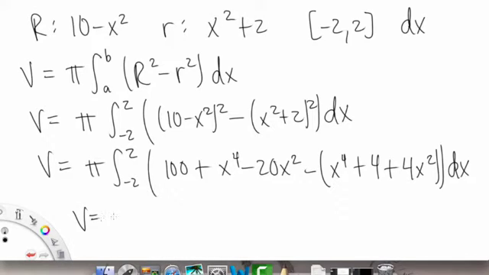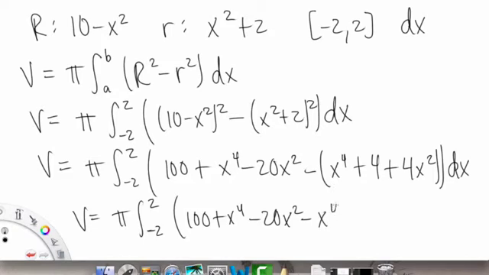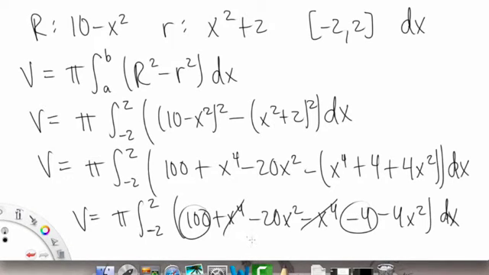So we get V is equal to pi times the integral from negative 2 to 2 of 100 plus x to the 4th minus 20x squared minus an x to the 4th minus 4 minus 4x squared. So there I just distributed the negative. Okay, so we can see that the x to the 4ths cancel out, and we can combine the 100 and the 4 and the negative 4 to make a 96.